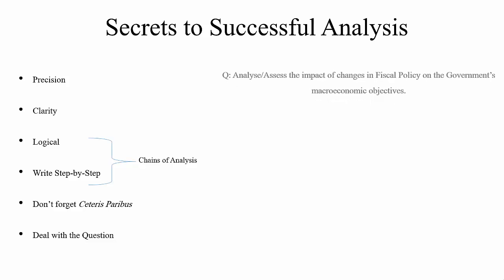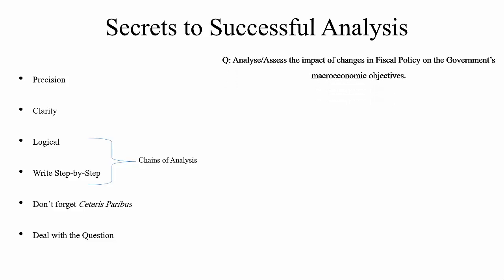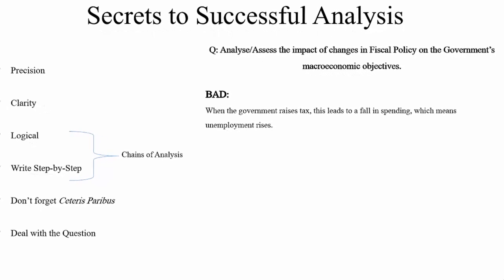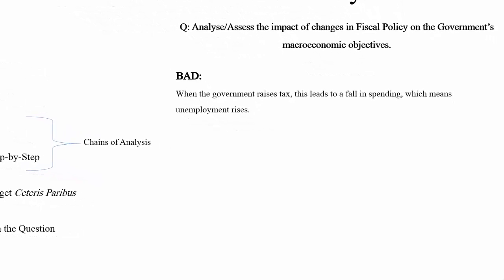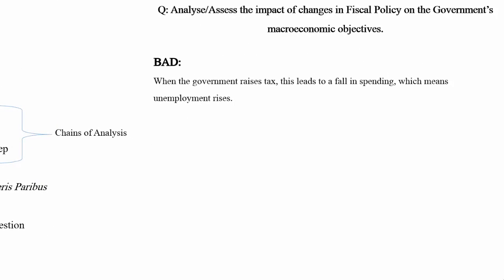So let's just start with a little example of bad analysis, what it looks like, and what good analysis should look like. So I've come up with this question: analyze the impact of changes in fiscal policy on the government's macroeconomic objectives. I put the word assess in there as well because this is probably more likely to be an assess question, but we could also analyze the changes as well. So we're going to just do it from an analysis point of view. So here's an example of what bad analysis would look like in answering this particular point. It says, when the government raises tax, this leads to a fall in spending, which means unemployment rises.